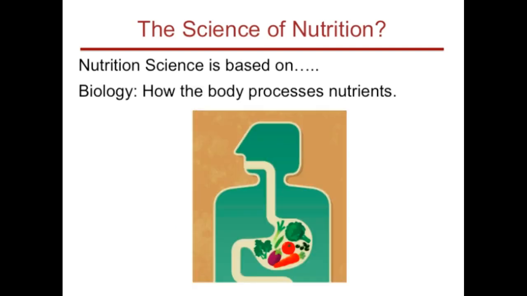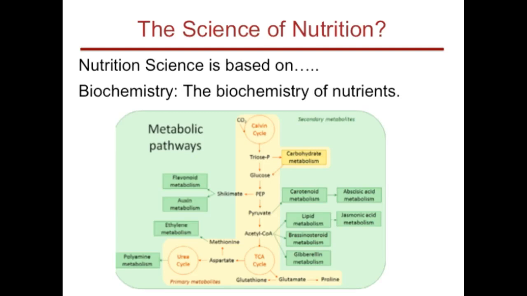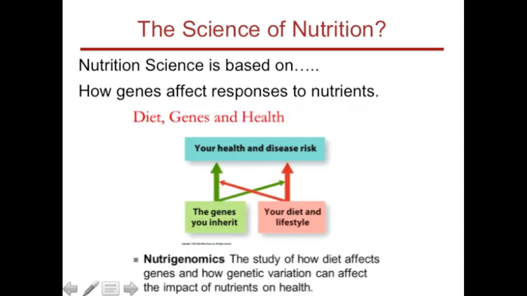Nutrition science is based on the biology of how the body processes the nutrients that we eat. And it's also based on the biochemistry of those nutrients once we've absorbed them into our body. Here I have a diagram showing the metabolic pathways that many of the nutrients that you eat feed into. Don't worry, this is not a biochemistry course, so I'm not going to ask you to memorize metabolic pathways, but we will discuss some of the key biochemical properties of the nutrients that you eat as the year goes on.